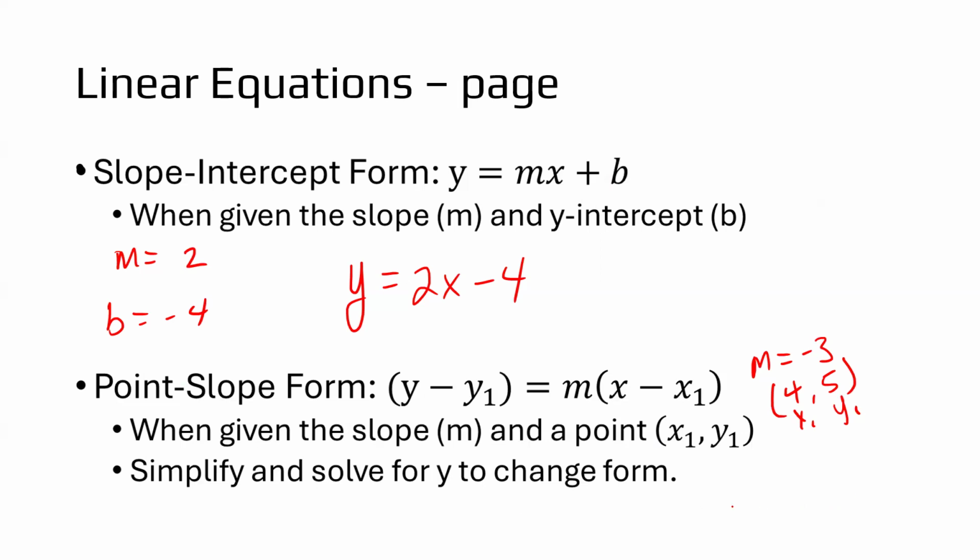So you plug it in, and I did not leave myself enough room. Hopefully you have room on the bottom of yours. Do you have room? Yes. So we have y minus 5 equals -3 times x minus 4. Easy enough? From there, could you easily simplify and get y by itself? Yes. We would distribute and combine. Yes, we can. I believe in you. You're in this class for a reason.